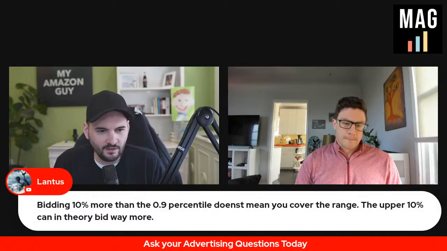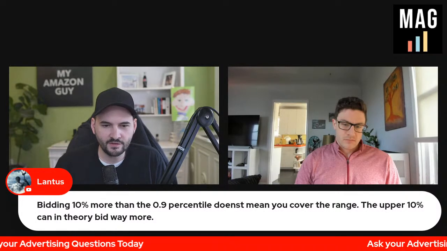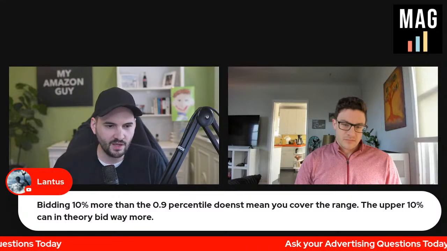All right. So top of page, I definitely think is very valuable. Next question comes in. Lanza says bidding 10% more than the 90th percentile doesn't mean you cover the range. The upper 10% can, in theory, bid way, way more. What are your thoughts on that?